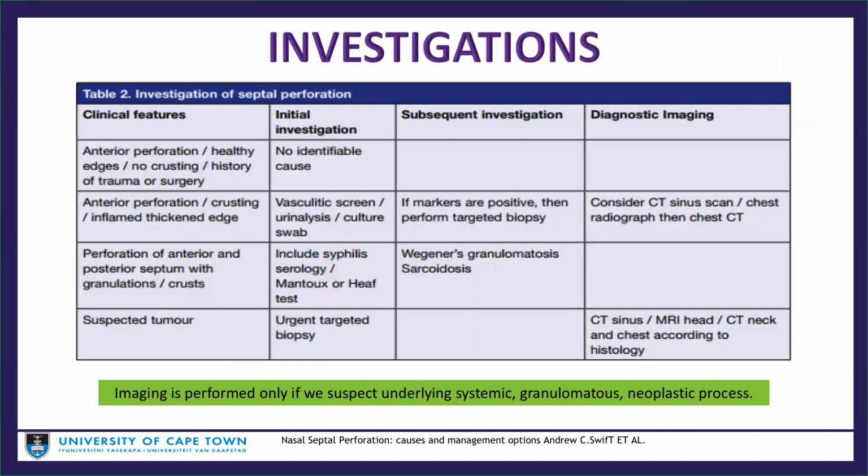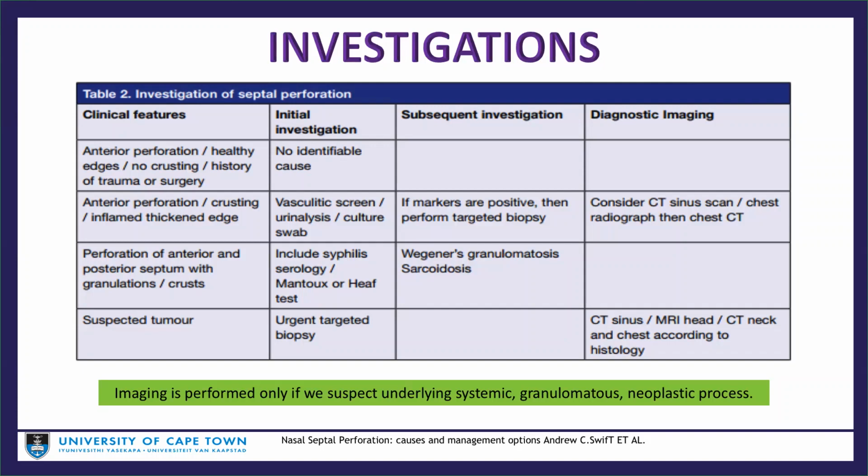This is a nice table taken from a paper by Andrew C. Swift, which tailor-made the investigations to the clinical features. If we have an anterior perforation, healthy margins, and a clear history of trauma and surgery, there is no further investigation required. If there's an anterior perforation with crusting and inflamed edges, then we must proceed to do a vasculitic screen, culture swab, and if the markers are positive, proceed for a biopsy, and then consider CT scan.